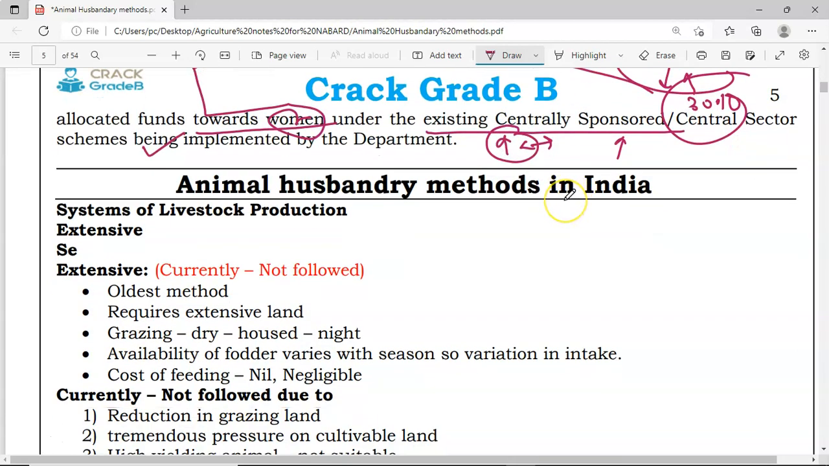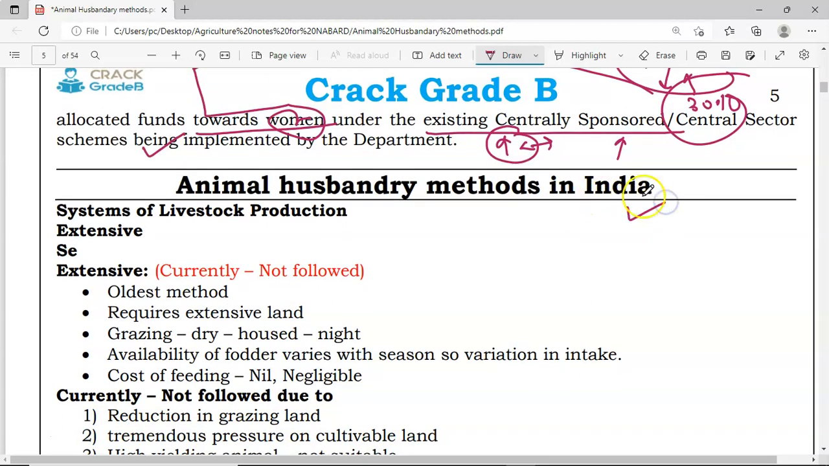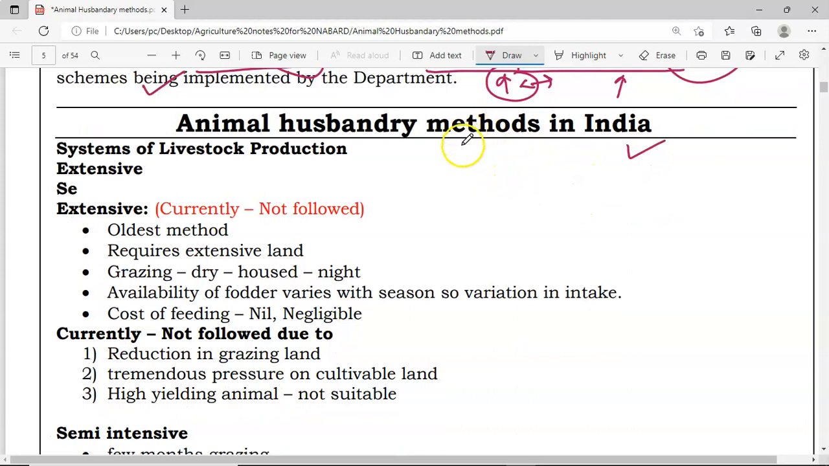Now we will come to the static part and some technical part we are going to discuss in the upcoming slides. First we will discuss the animal husbandry methods in India. There are various methods which are used by our country or anywhere else, and we will discuss these methods. Friends, why are we discussing these methods? You can have a statement in your exam asking what type of farming system is related to it.